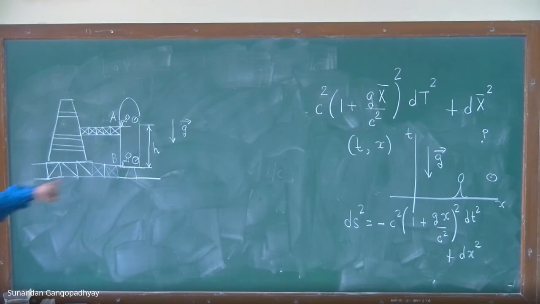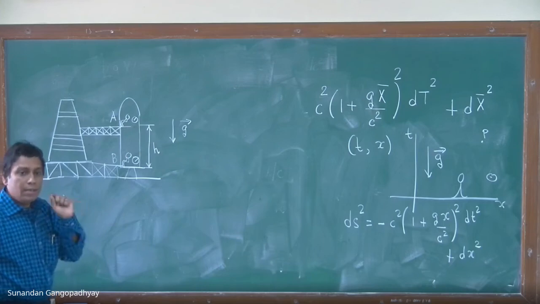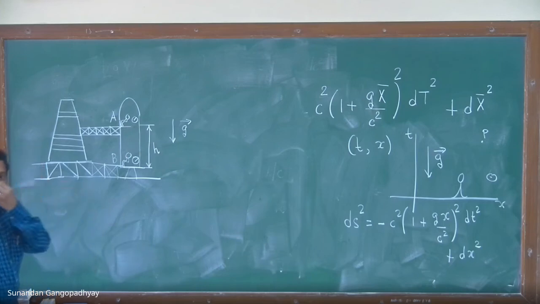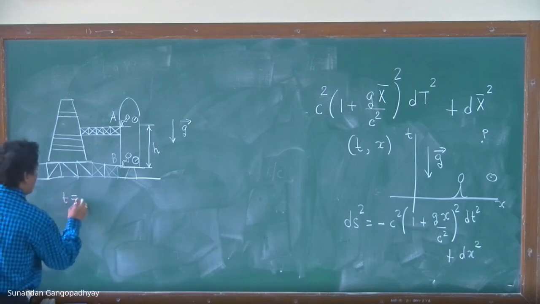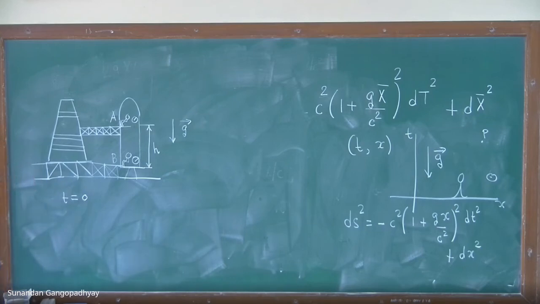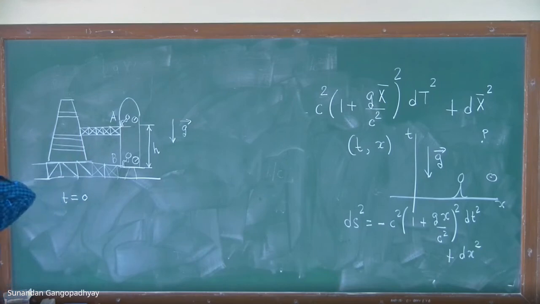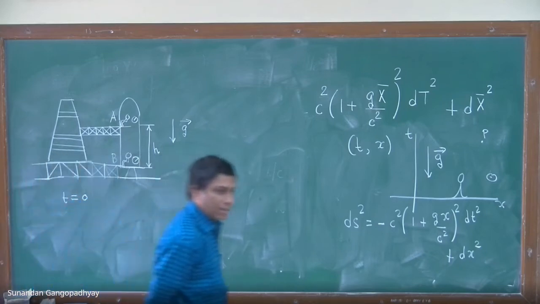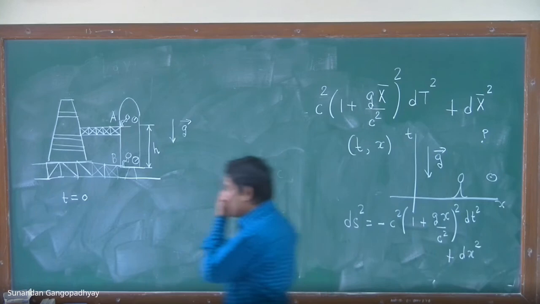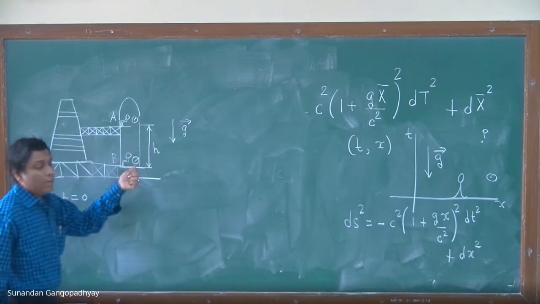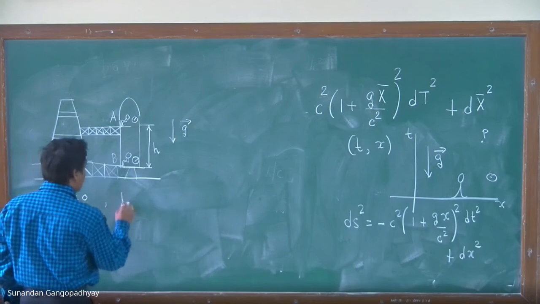Good. This person is sending signals at some intervals of time. So at time t equals 0, he has sent a signal. And that signal has some frequency, say omega. What do you expect to happen in a uniform gravitational field? How can you address this question? So at time t equals 0, he has sent a signal, and Bob has received the signal at time t equals t1, say.